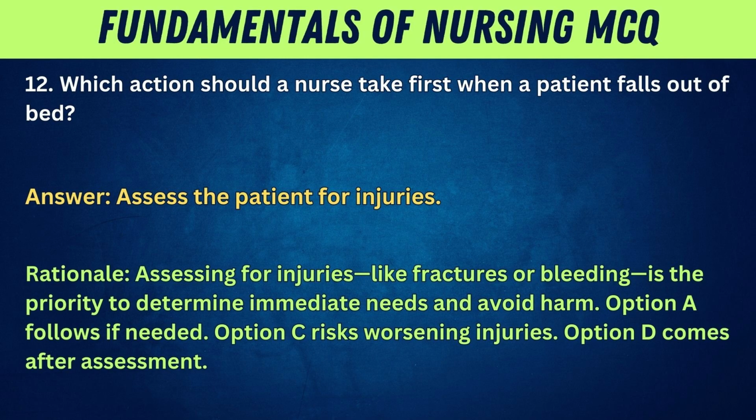Rationale: assessing for injuries, like fractures or bleeding, is the priority to determine immediate needs and avoid harm. Option A follows if needed. Option C risks worsening injuries. Option D comes after assessment.